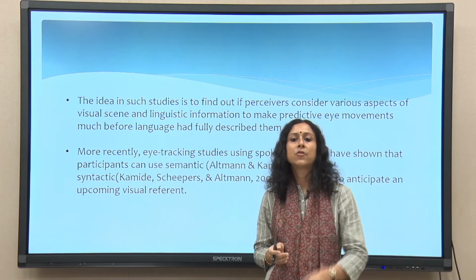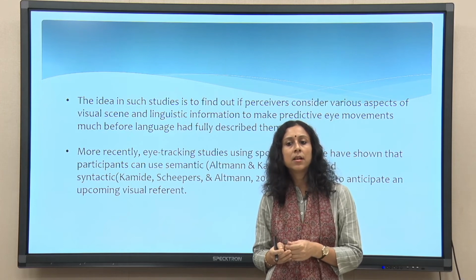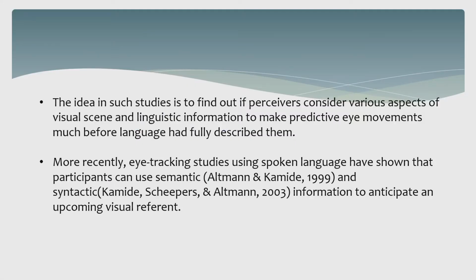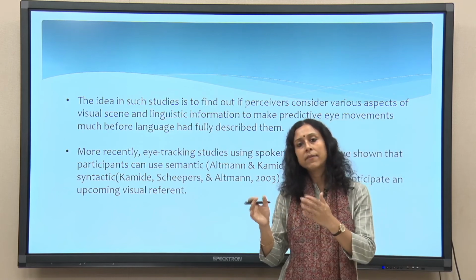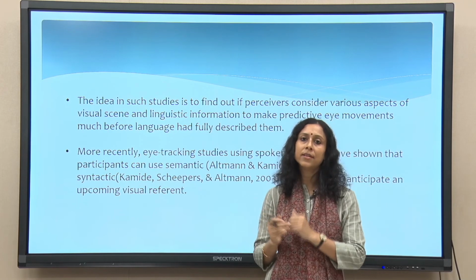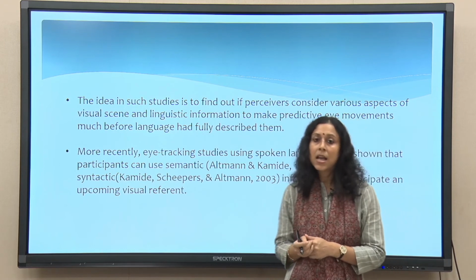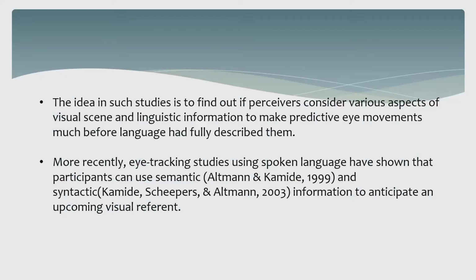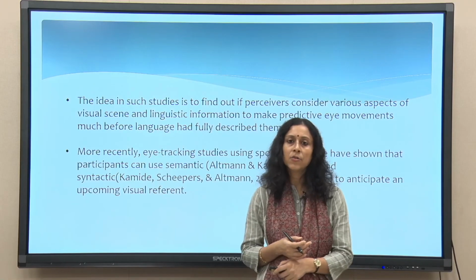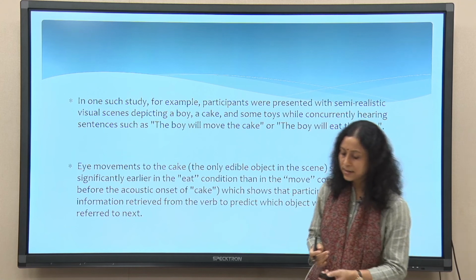The idea in such studies is to find out if perceivers consider various aspects of the visual scene and linguistic information to make predictive eye movements even before the language has fully described them. So, half of the sentence you have heard, and then depending on the scene, whatever display is given, you already look at the object that best fits the sentence, even before you have heard the whole sentence. More recently, eye tracking studies using spoken language have shown that participants can use semantic as well as syntactic information to anticipate an upcoming visual reference. So, this is not dependent only on the semantic aspect of the language, but also the syntactic aspect.